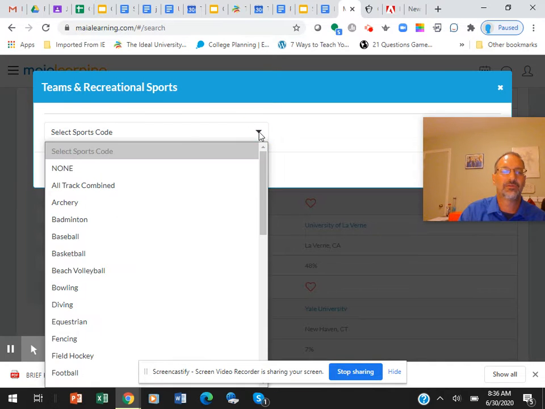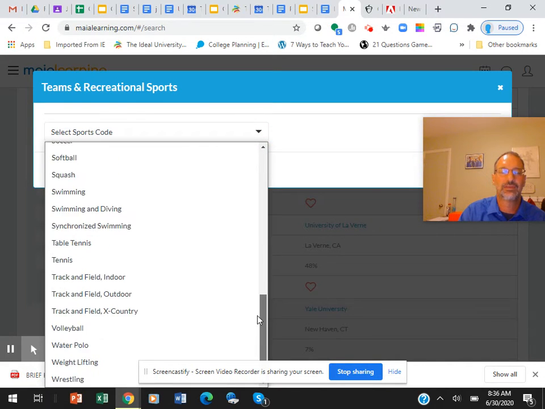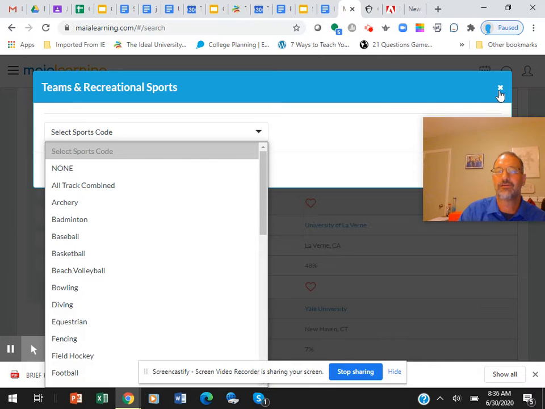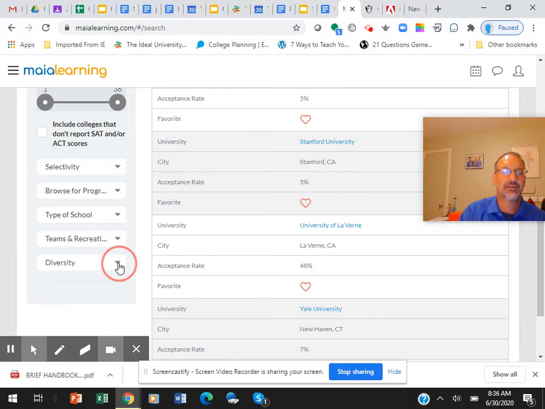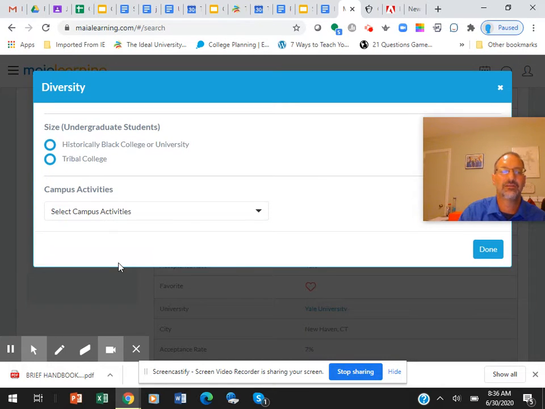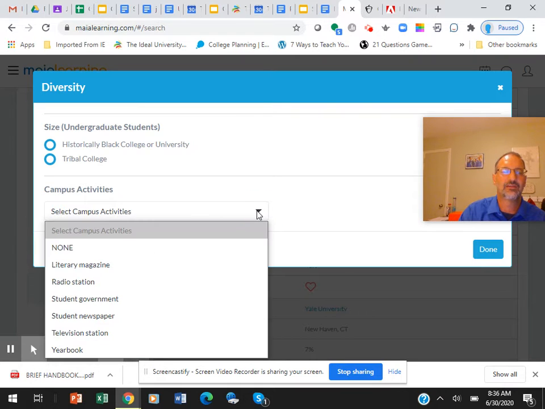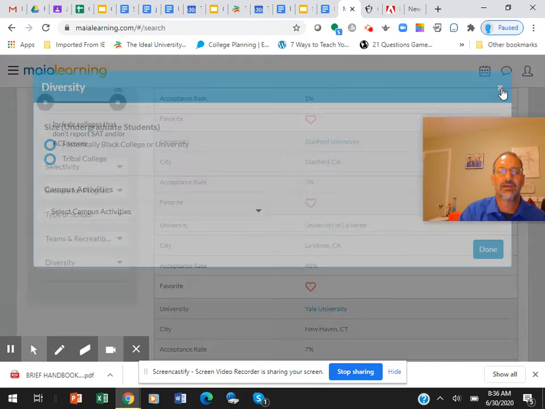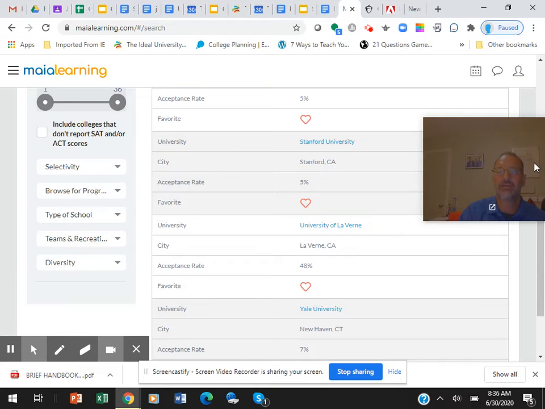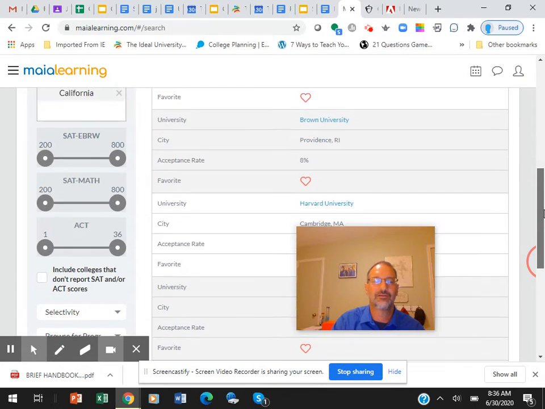Do you want to have specific sports at the school? If you don't care, don't worry about that. And let's check out what diversity means. Okay, campus activities, if there's something specific in there that you like. Otherwise, don't worry about it. Now you can check and see how many we have here.